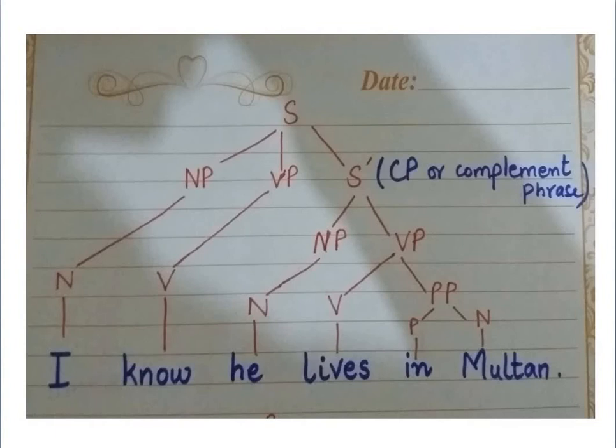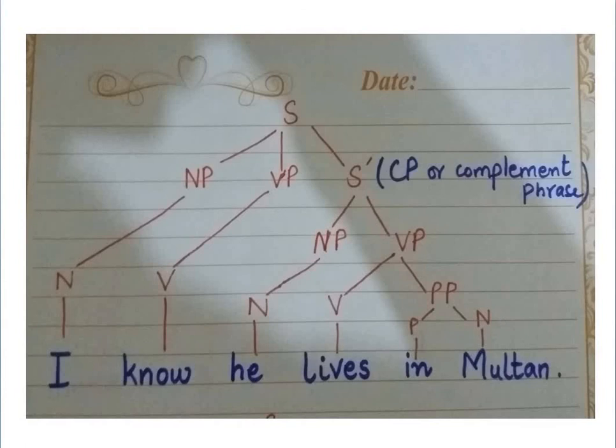Then in this sentence again a sentence is present, which we can write as S with a slash on the upper side, or we can name it CP, a complement phrase. Complement phrase: "he lives in Multan". It is actually completing the statement "I know". Again, "he lives in Multan" is a sentence, and under the sentence we again divide it into a noun phrase and a verb phrase.